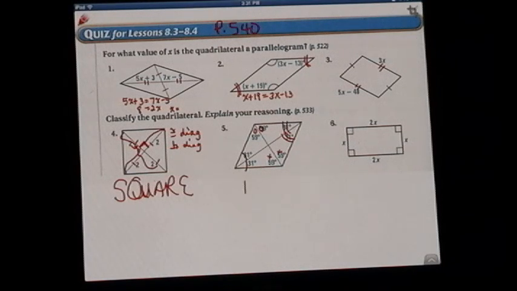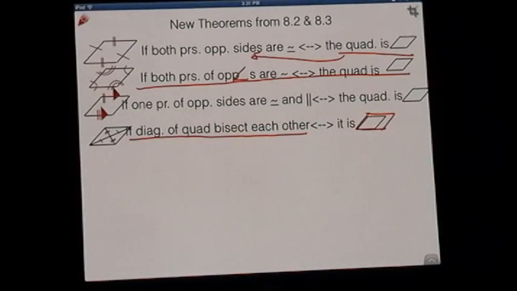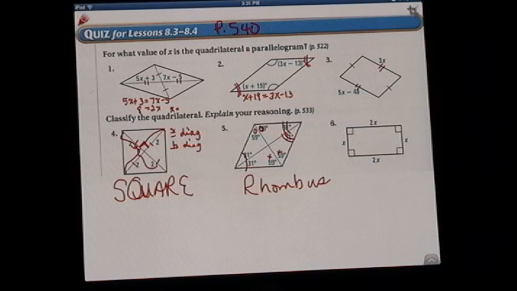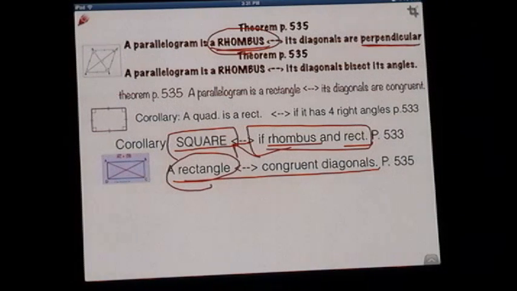Okay, one says it's a rhombus. I was looking to make sure that I wasn't making a mistake. I was looking at the diagonals there. That's what my mistake was. I was like, wait a minute. Okay, because it bisected its angles, it's a rhombus.